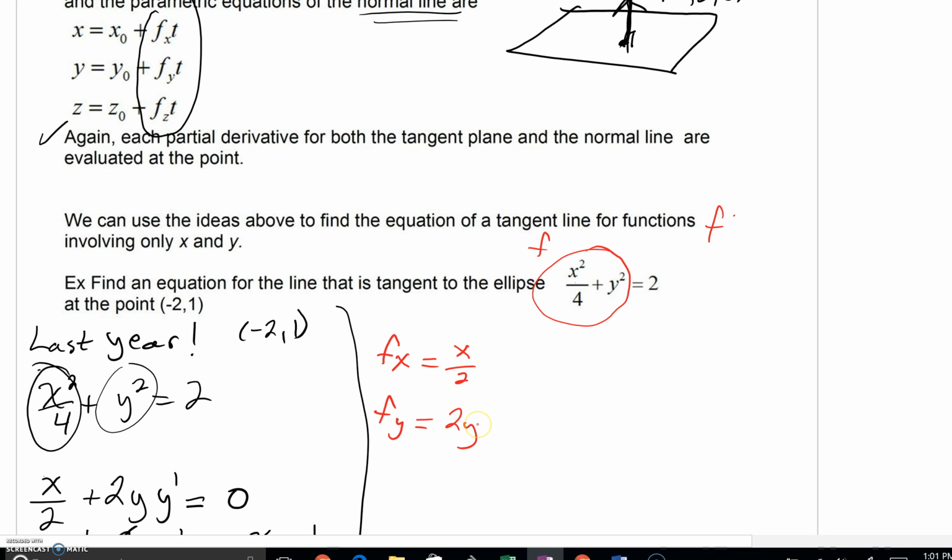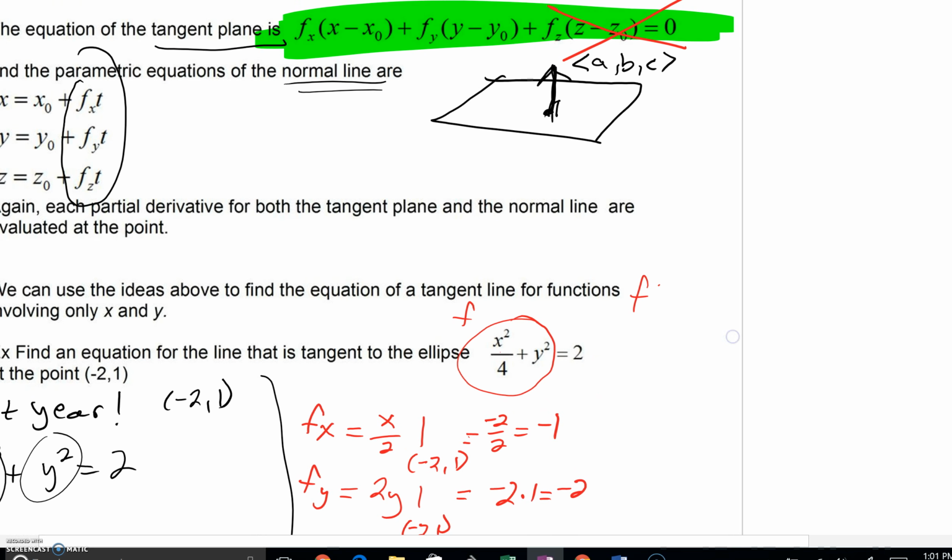Look at that. Then let's plug in our point in question, negative 2 comma 1, for both of these. That's negative 2 over 2, which is just negative 1. Over here, that's 2 times 1, which is 2, with the sign on the point. And again, I want to go to the top of the screen to remind you that it's f sub x times x minus x naught plus f sub y times y minus y naught.